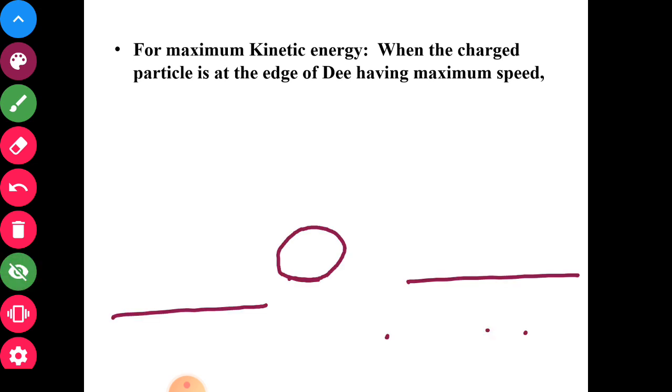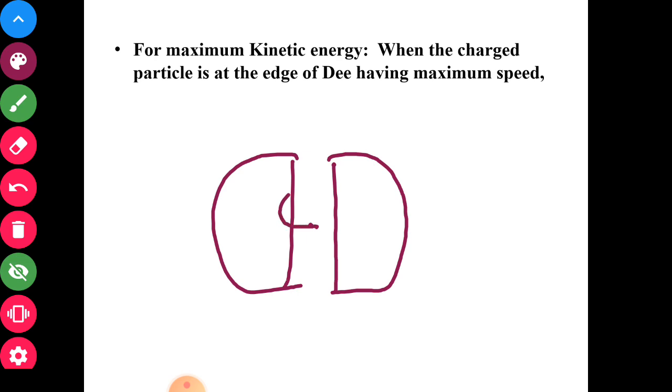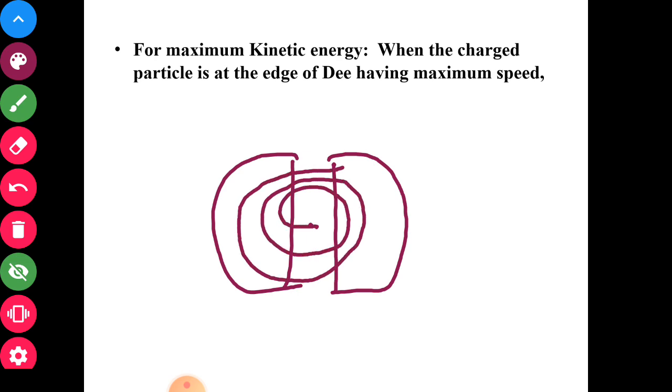Okay, now for maximum kinetic energy, the charged particle is at the edge of the D having maximum speed. It has completed many revolutions. Try to understand it this way: the charged particle was introduced, then it was revolving in many circular motions, and it is here somewhere, and its maximum speed is attained, or it is totally accelerated. So now it has maximum speed at the edge of the D.